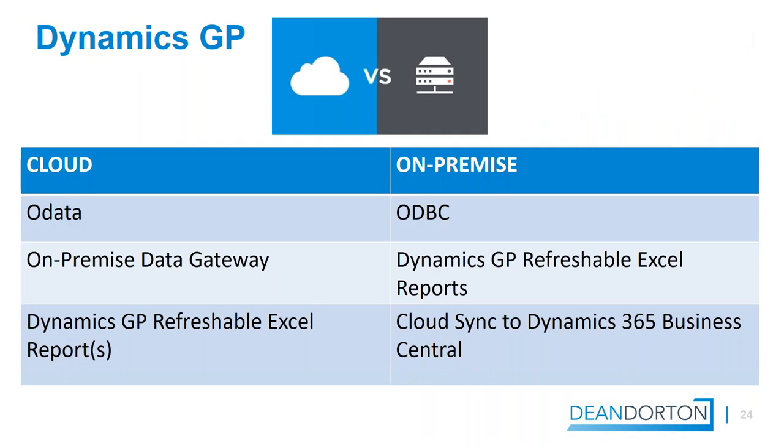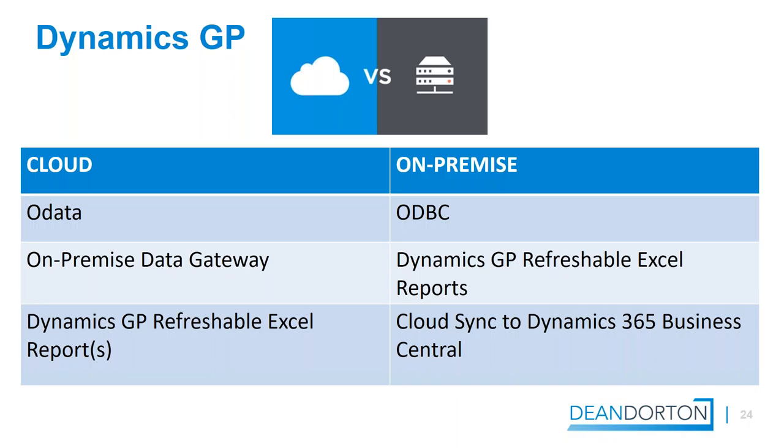So Dynamics GP has a couple of different options, and it depends on if you are going to consume the reports either on-premise or in the cloud. Dynamics GP is an on-premise application, so in order to consume the reports outside of your network, you would need to use something like an OData feed, which they provide through the application with a little additional setup. You could also use an on-premise data gateway, which essentially allows the data from your SQL server to be securely transmitted to the cloud.